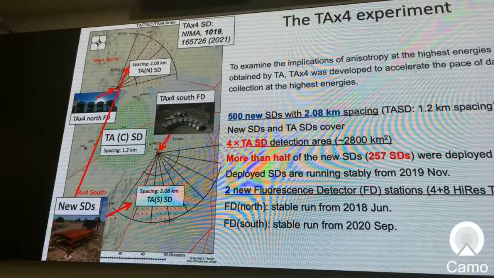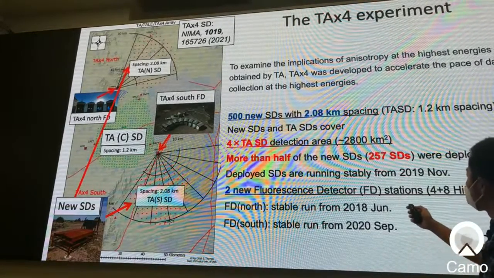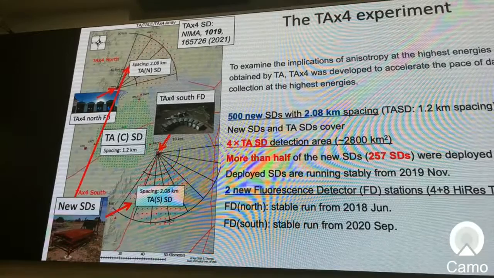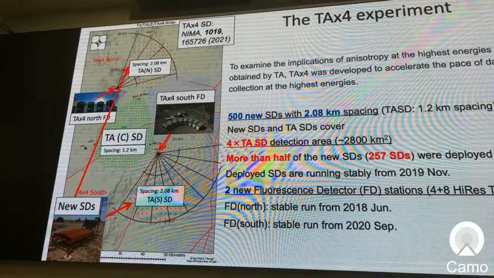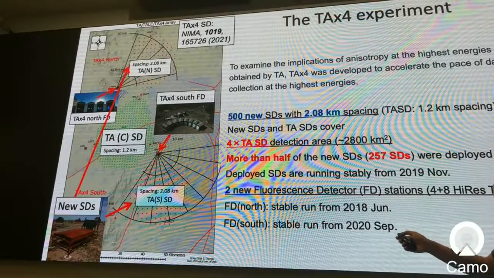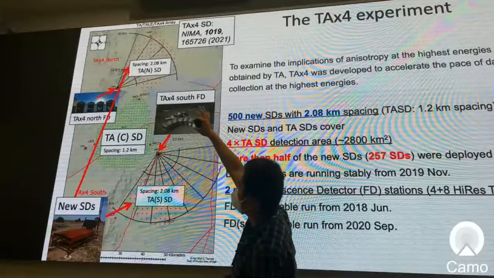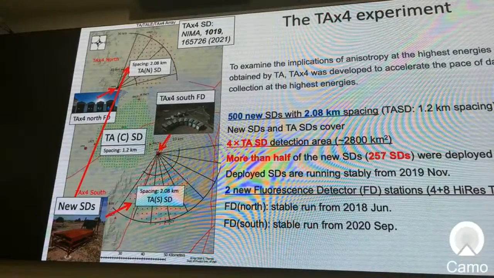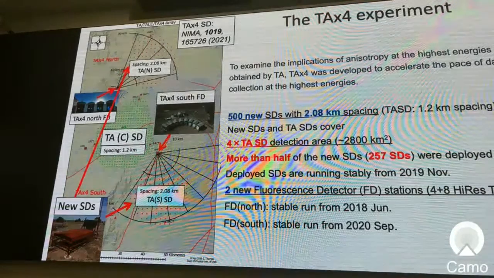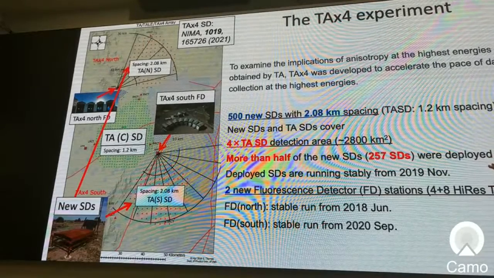So to examine the implications of anisotropy at the highest energies obtained by TA, we started to develop the TAx4 experiment to accelerate the pace of data collection at the highest energies. Our plan is 500 new SDs, here, this region and that region, with 2.08 kilometer spacing. And the new SDs and the current SD totally cover a 4 times larger detection area. This corresponds to about 2,800 square kilometers.